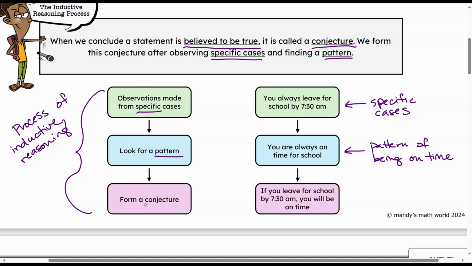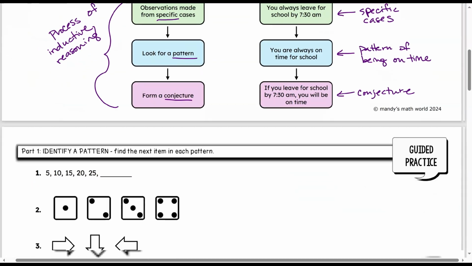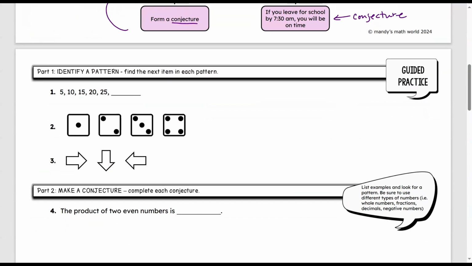After that, you form a conjecture. Remember, this is just a conclusion based on the specific cases. So my conclusion, or my conjecture based on these observations and the patterns that I've noticed, is if you leave for school by 7:30 a.m., you will be on time. So that's a very basic example of the inductive reasoning process. So let's practice the first part of it, identifying a pattern.